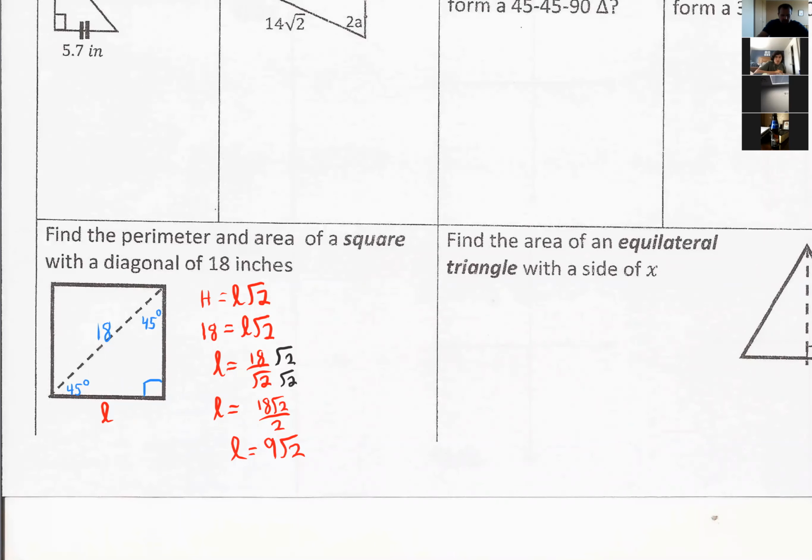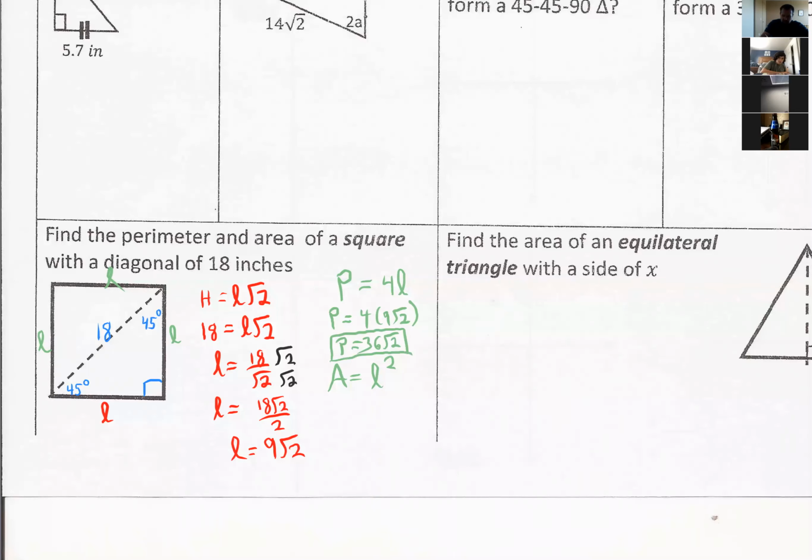So the perimeter of this square, if you do L plus L plus L plus L, the perimeter would just be 4L. And the area is just going to be L squared. You just take your side length and square it. That's the area. We just found the leg of the right triangle is the same as the side length of the square. So right here, this is going to be 4 times 9 radical 2. So that simplifies to 36 radical 2. So that's going to be your perimeter.